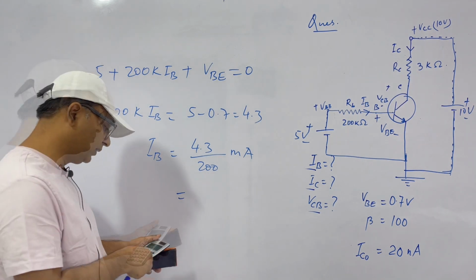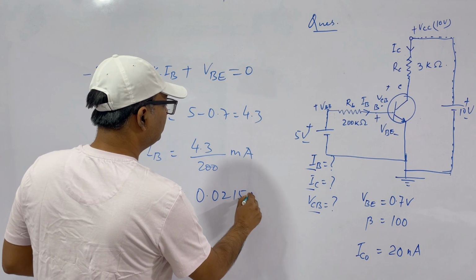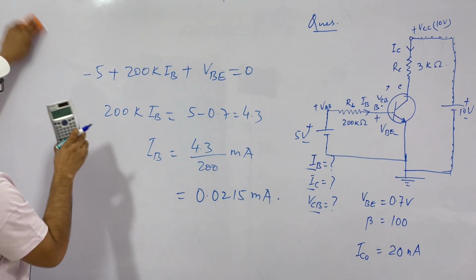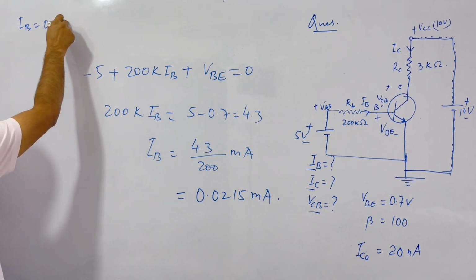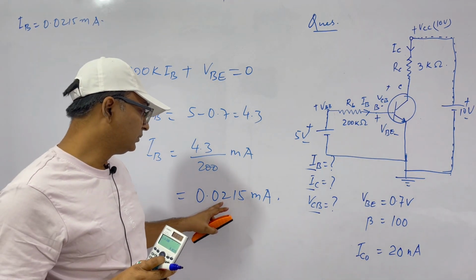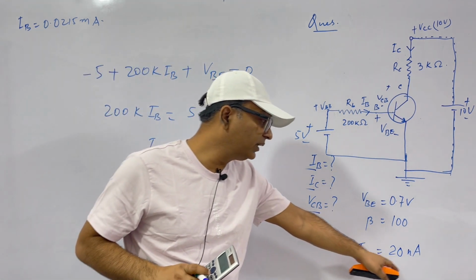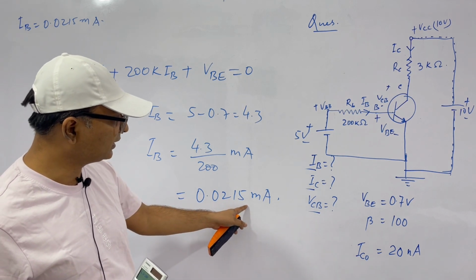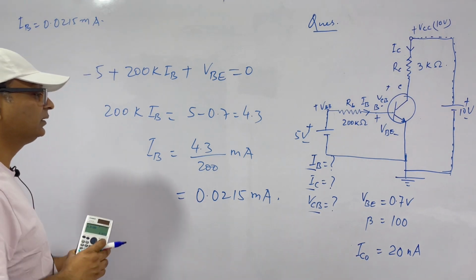Let's see what's the value. It comes to 0.0215 milliamperes. So we have got our first value. IB is equal to 0.0215 milliamperes, which is much greater than 20 nanoamperes. Because to make this nano, you will have to multiply this by 10 to the power 6, and that will be 21500. That is very much greater than ICO.